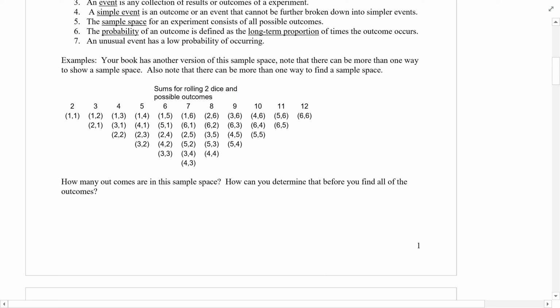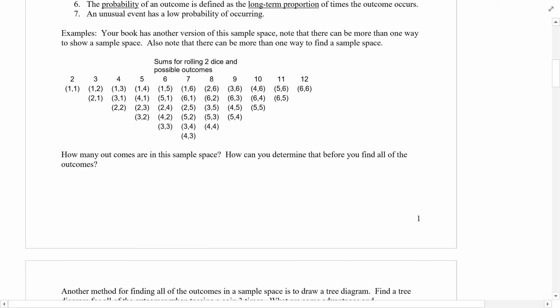Well, let's visit how many possible outcomes there are in the sample space. How do you determine that beforehand, before you find all of the outcomes? Notice that here we can count them. Once you list out the sample space, you can count them. If you count this, 1, 2, 3, 4, 5, 6, and count the total, you will see that it's 36. So the number of outcomes in the sample space is 36. There are 36 outcomes.